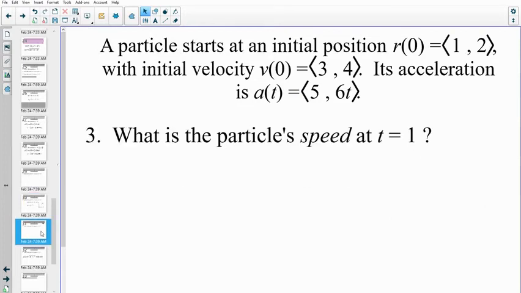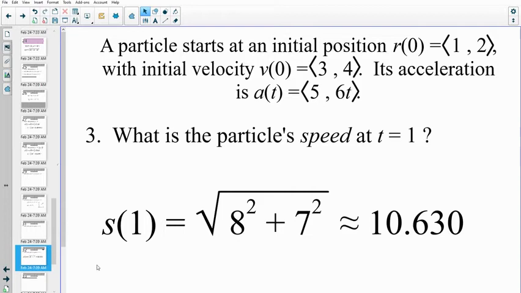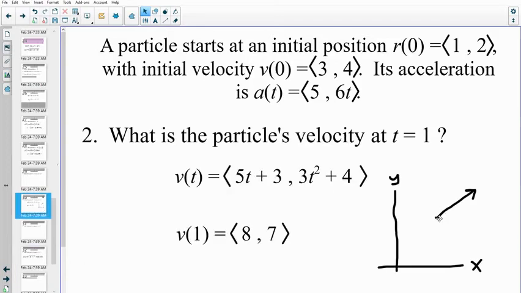The speed at time equals 1. Again, the speed is the magnitude of the velocity vector, which means I do this square root of the sum of the squares of the components. I found that the velocity was 8, 7, so 8 squared plus 7 squared, and then take the square root. I found it was about 10.63. So the speedometer on that particle reads about 10.6. But the velocity also tells us not just 10.6, but 10.6 going in that direction. The length of this vector is about 10.63.